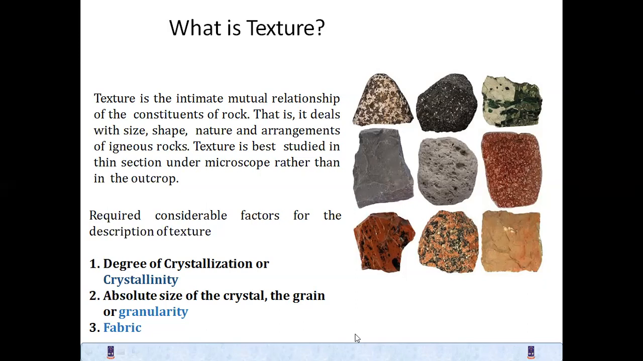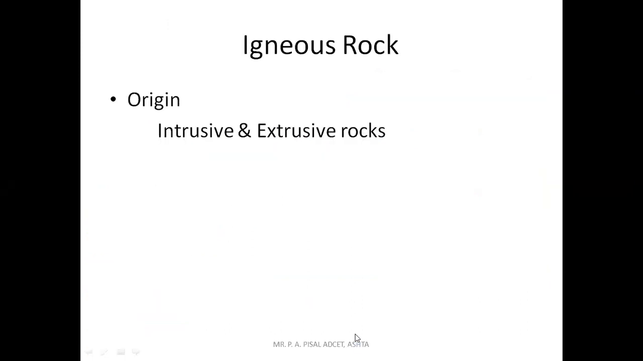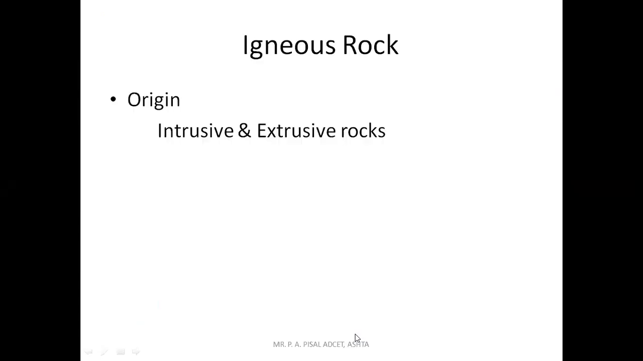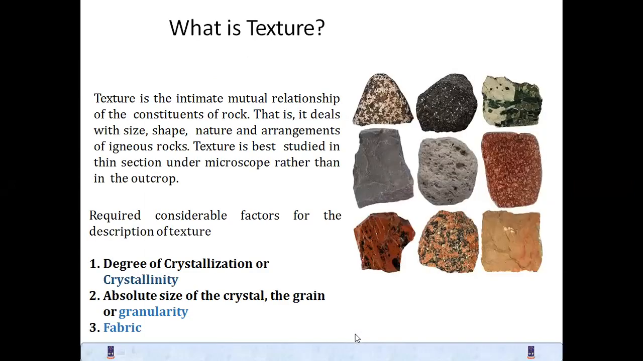So in the last lecture, we discussed the igneous rock. In that we saw the meaning of igneous rock, how it is formed, the classification of igneous rock, the meaning of intrusive and extrusive rock, etc. That we have discussed already. Okay. Now today we are going to discuss the textures in igneous rock. Okay. Texture.